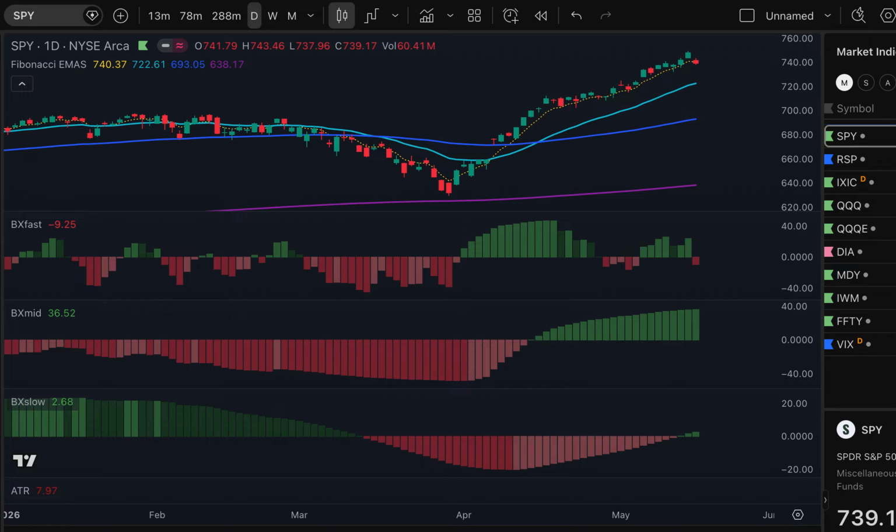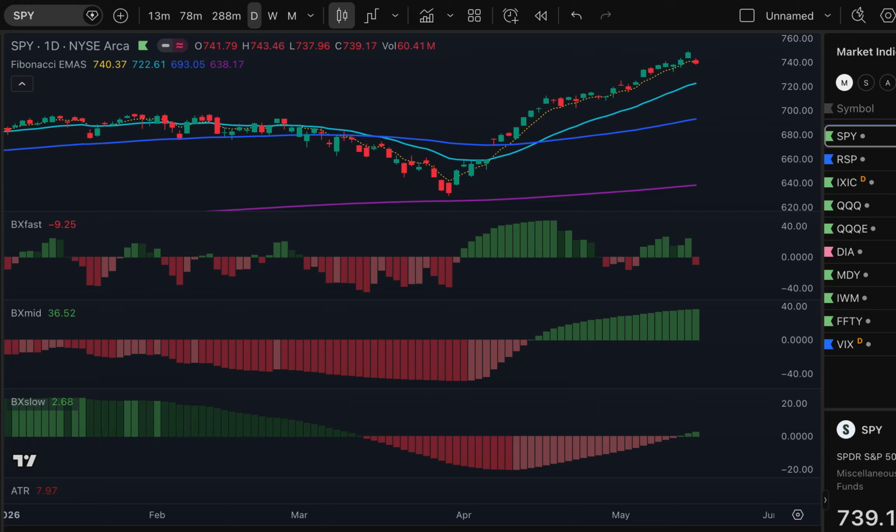So we have short-term momentum fading on the S&P 500. We have midterm momentum building, and long-term momentum also building. We can see that all at one glance by looking at this chart.